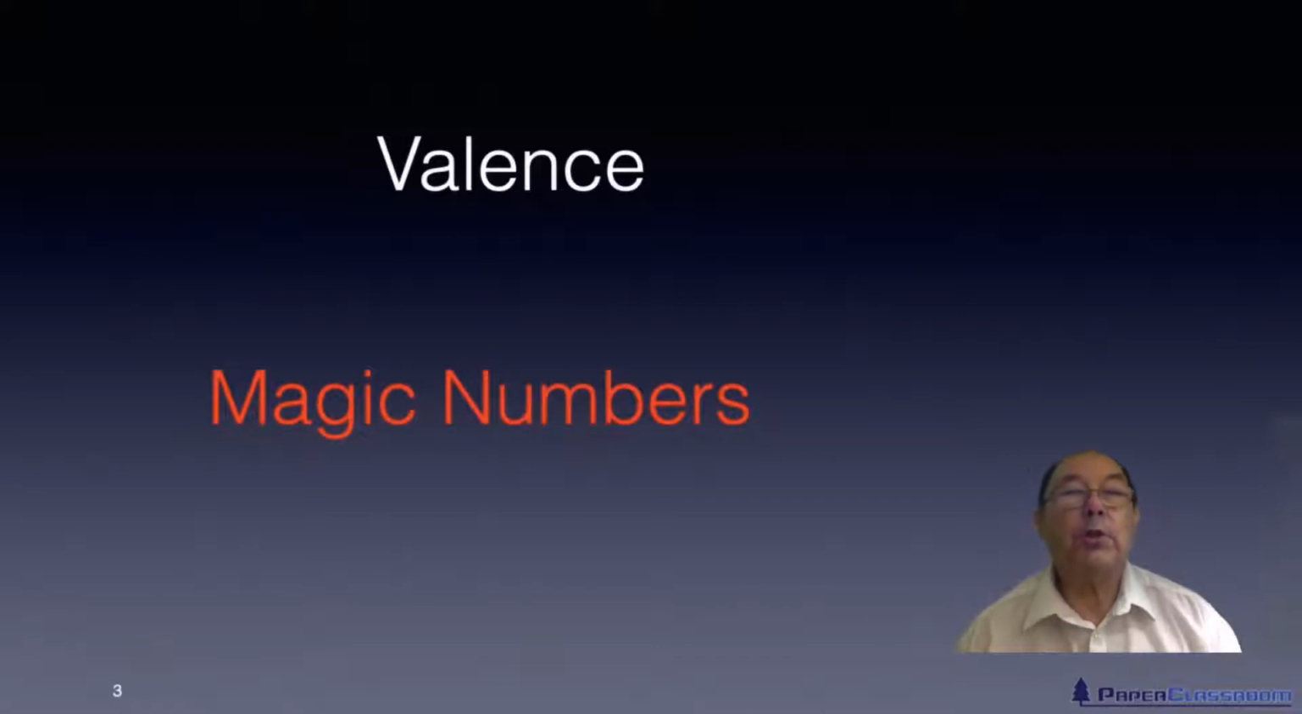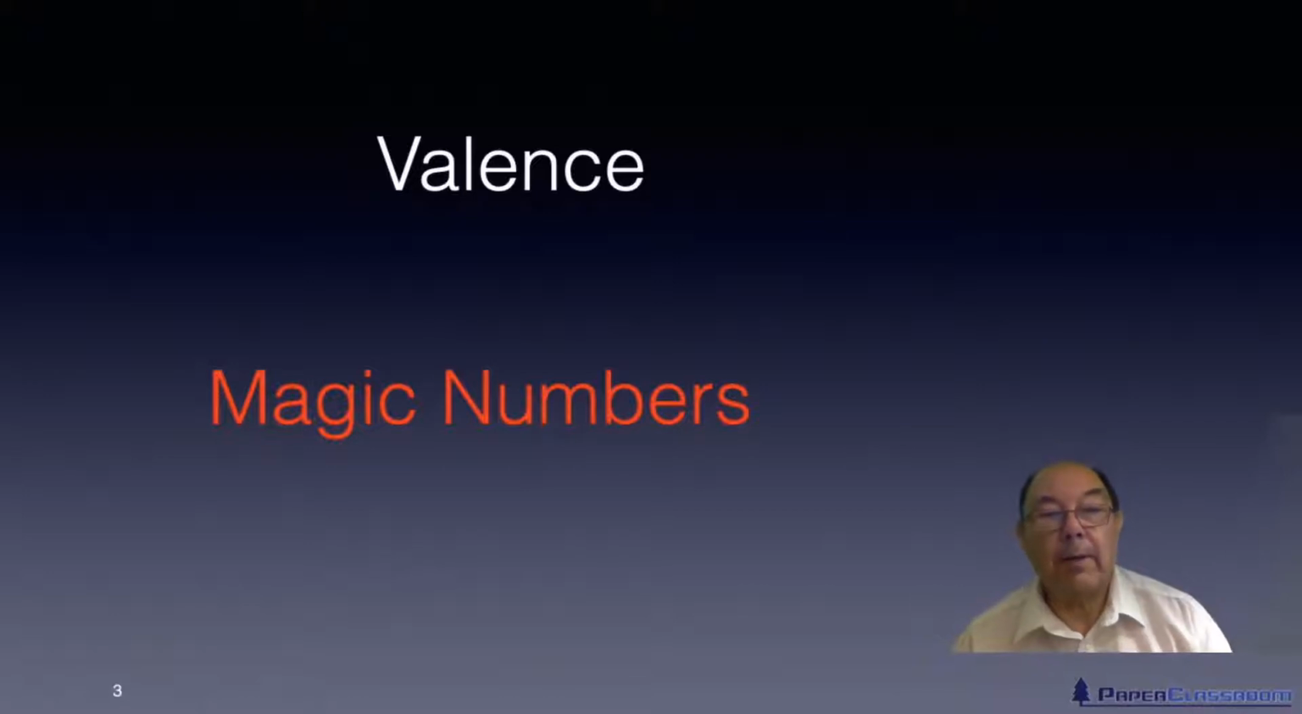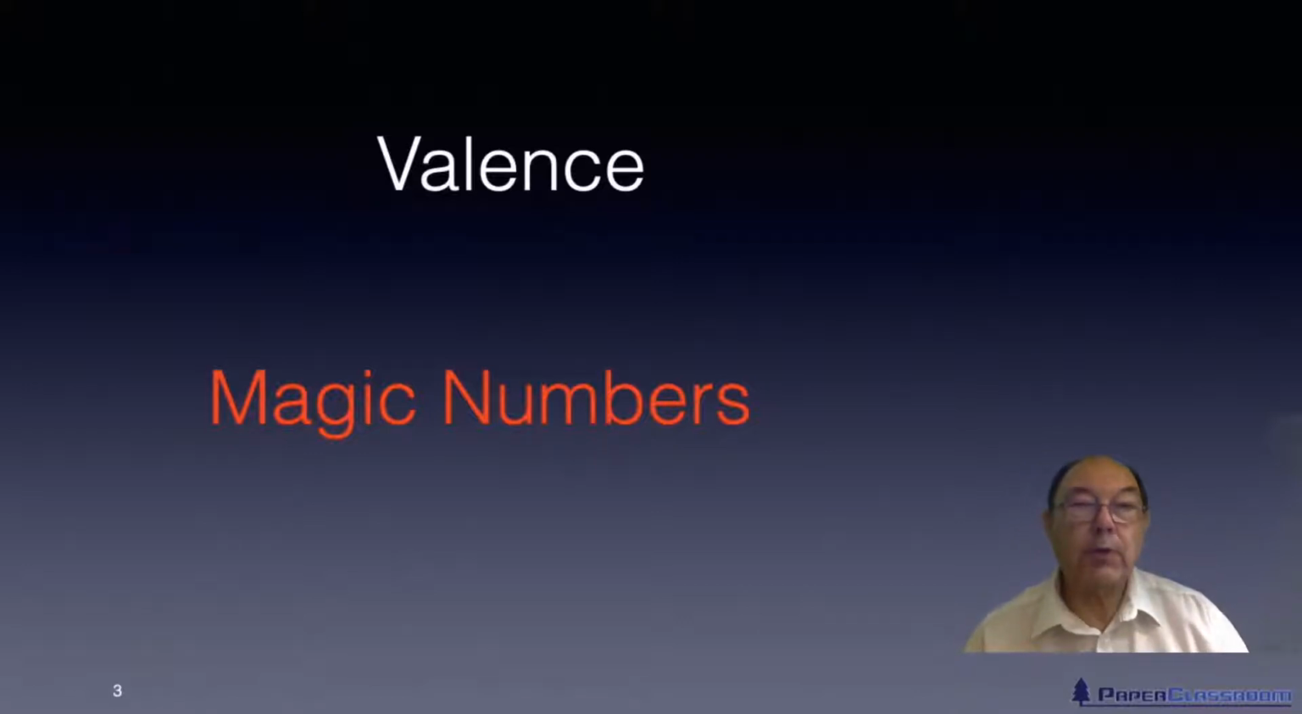Valence is just another word for combining power. So how many atoms of one variety will combine with how many atoms of another variety, or how many it has the potential to combine with. And this is governed by what we've seen in other videos as the magic numbers, which are 2, 8, 8, 18.